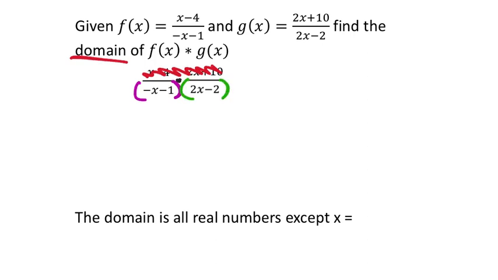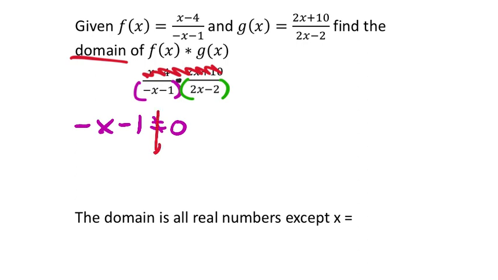Those two are being multiplied, and what we cannot have, this goes back to some 990 stuff, is this factor be 0, and I cannot have this factor be a 0 either, because anything times 0 is 0, and we cannot have zeros in the denominator. So this allows me to set up two different equations. I've got negative x minus 1, and I know it cannot equal 0.